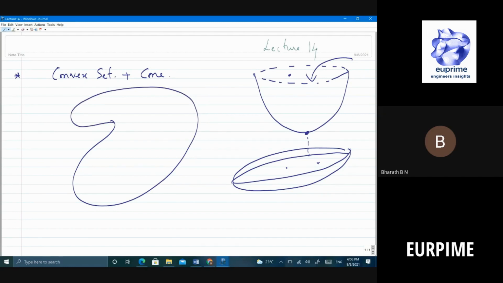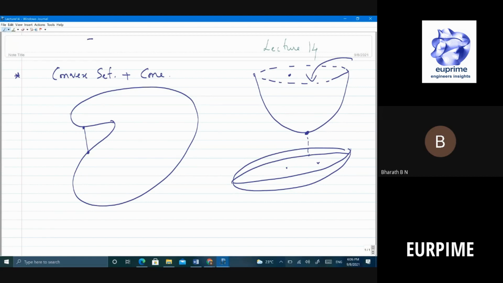No. Why? You take any 2 points here, join a line. Most of the points don't belong to the set, right? Therefore, it's not a convex set. So how do you convexify it? Whatever convexification means, I want to turn this into a convex set. So how do you convert this into a convex set? What do you do?